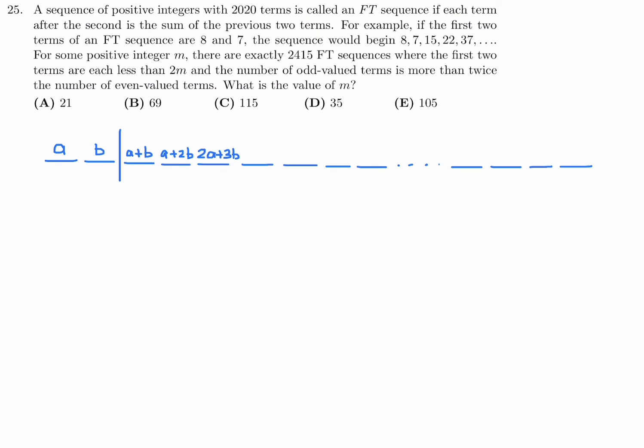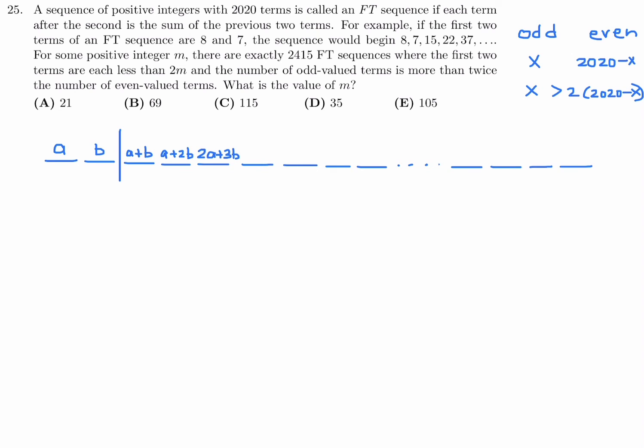Now, we are told a very interesting point that the number of odd valued terms is more than twice the number of even valued terms. All right. At first, you think, okay, what does that even mean? Well, of these 20 terms, you're going to have a certain number that are odd and a certain number are even. So let's say of the 20 terms, x of them are odd, and therefore 20 minus x, the remaining terms are even. So what that sentence really means is that x is greater than 2 times 20 minus x.